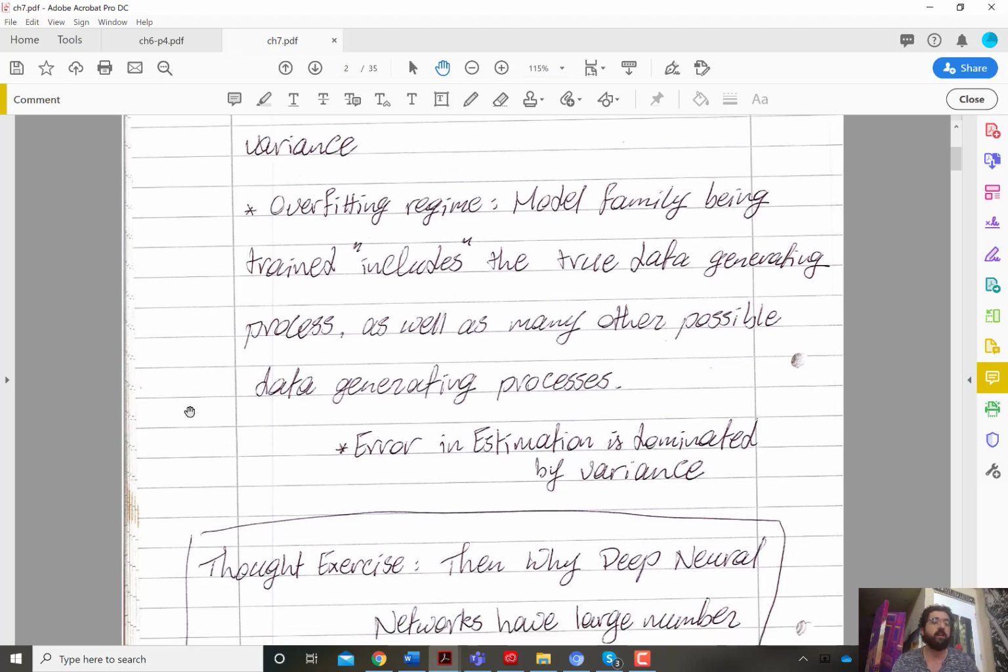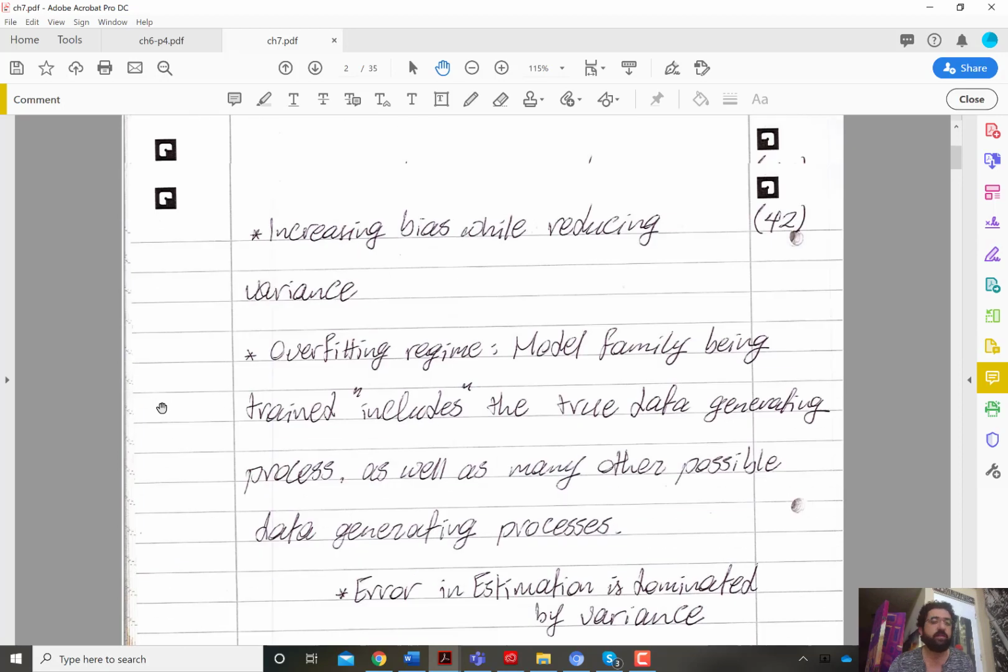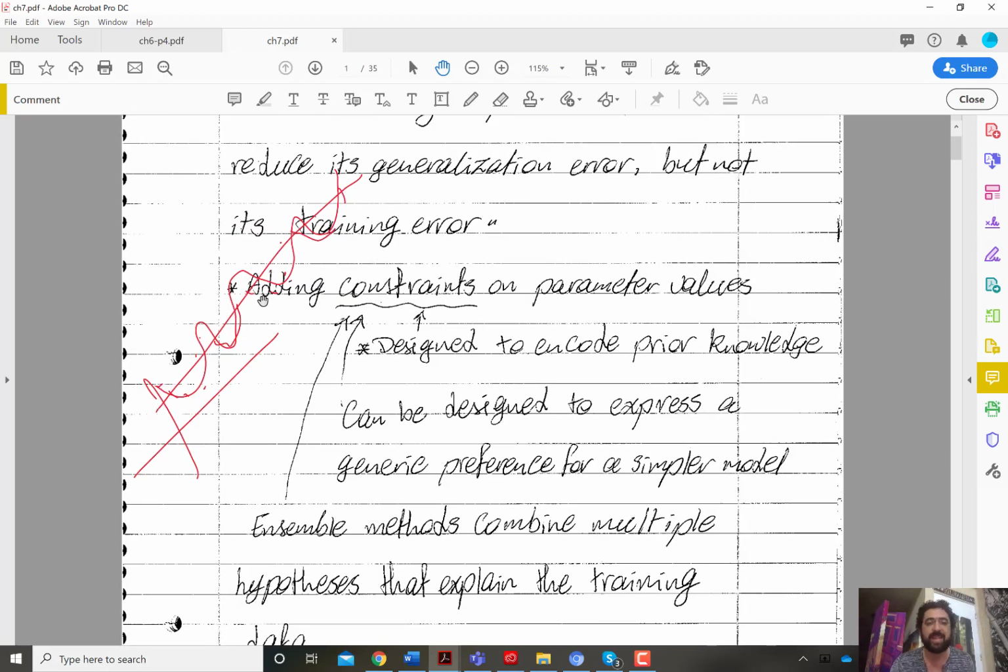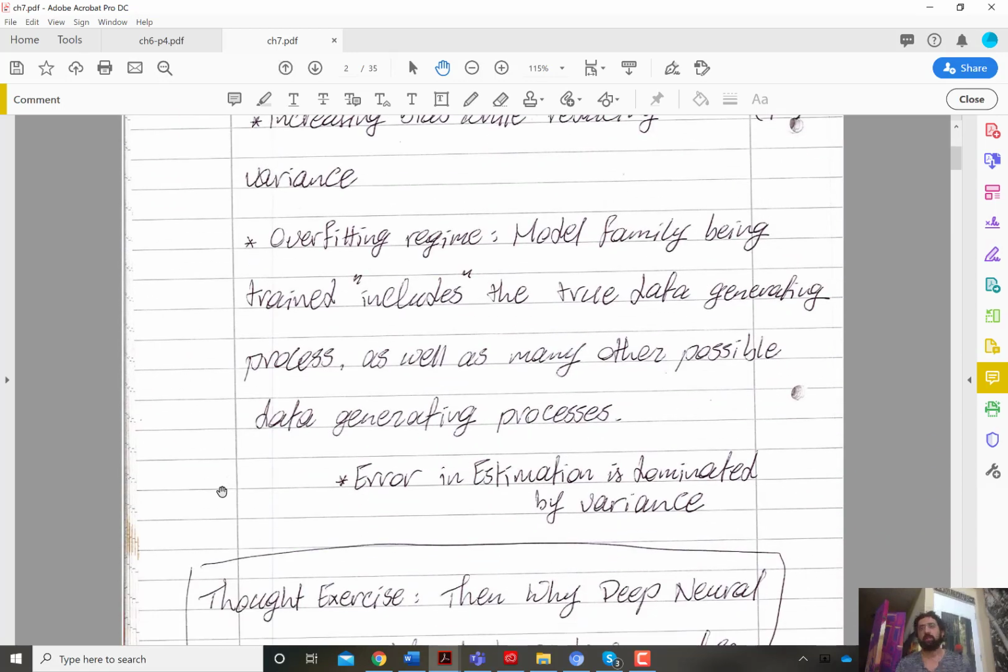Now, a very famous term in regularization is overfitting. And overfitting refers to, for example, here, exactly fitting and ending up with a very complex solution that doesn't generalize well, right? So overfitting could happen in different ways. One of the ways is that the model family being trained can include the true data generating process as well as many other possible data generating processes, right? And in the overfitting regime, you are afraid basically that you would choose one of these other processes, right?